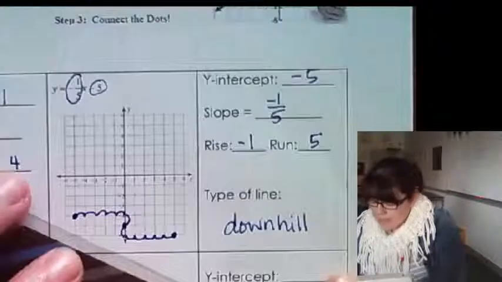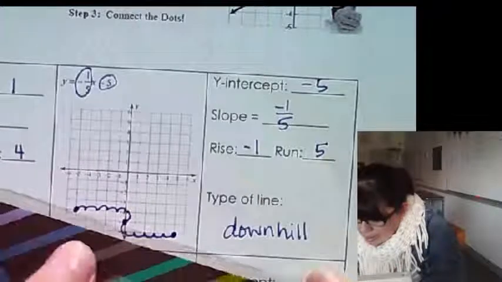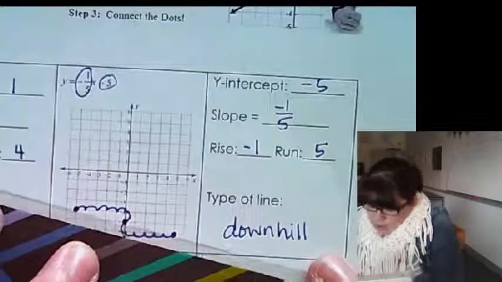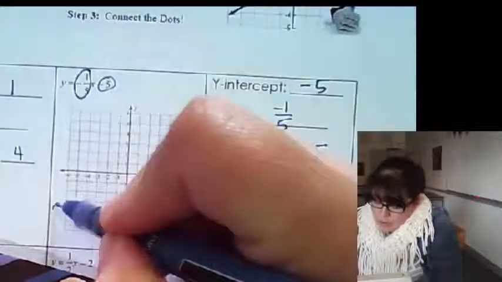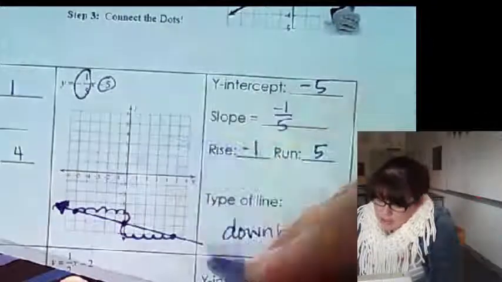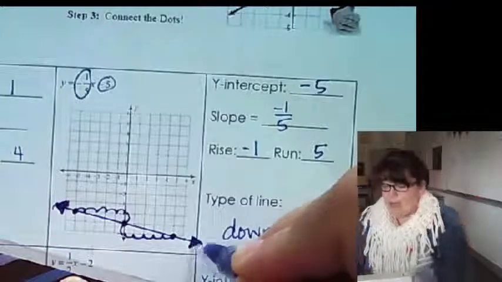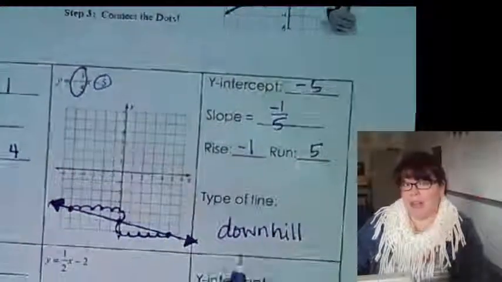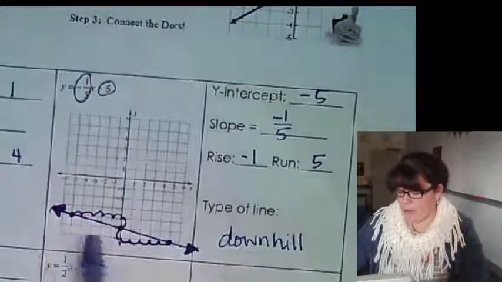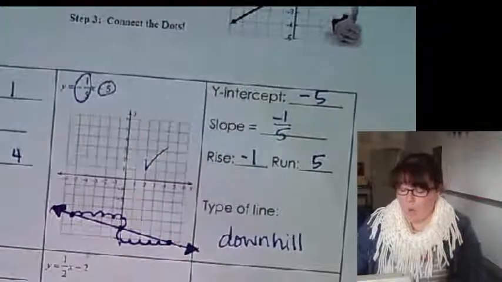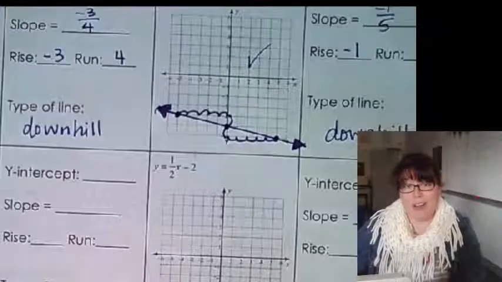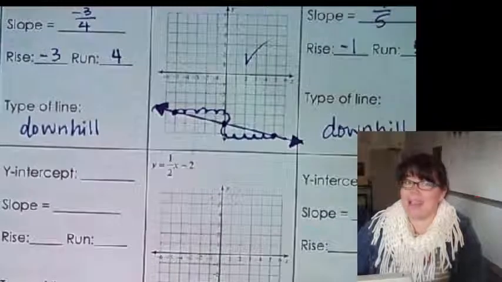But once you have your points, go ahead and lay down your straight edge, connect them all together with arrows on the ends to show that this line goes on forever. Now, I predicted that it would be a downhill line, and going from left to right, that's exactly what I see. So I know I did this one right. Why don't you pause the video, try number 3, and come on back when you think you've got it.